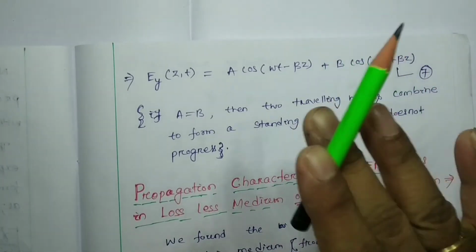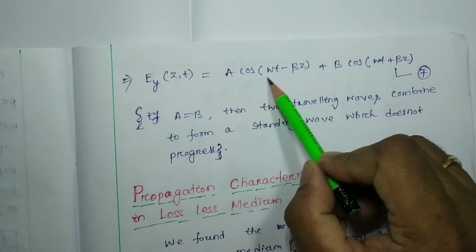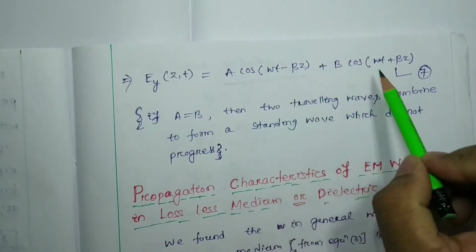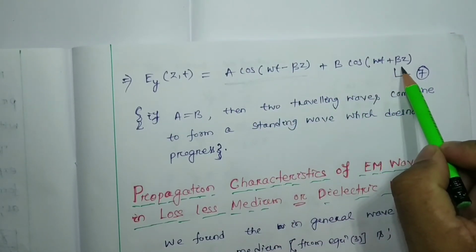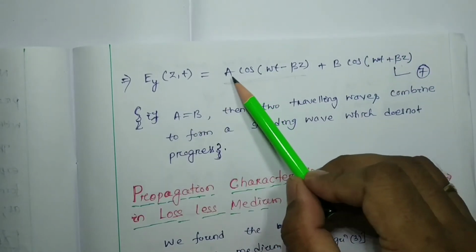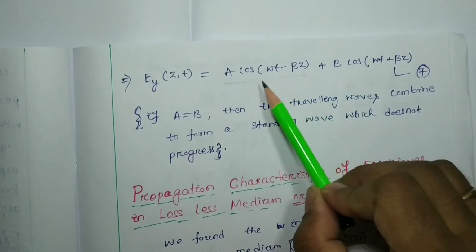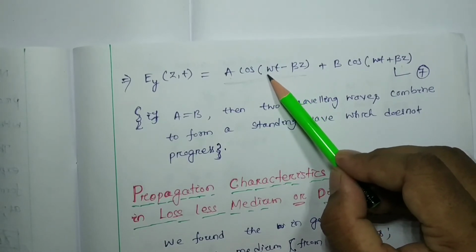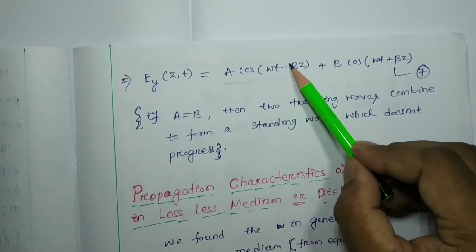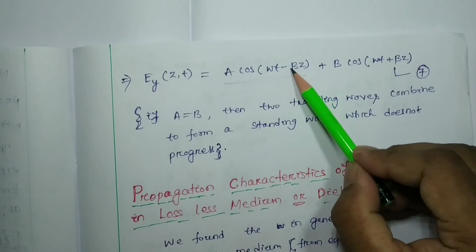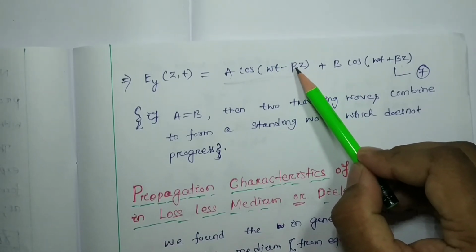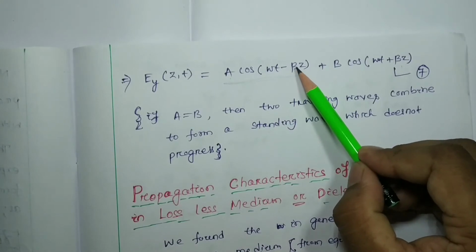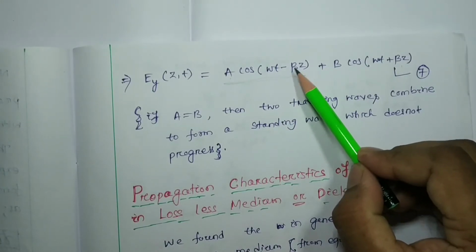So here if we consider and see, this is the representation of the forward motion of the wave, and this is nothing but your reflected wave. So if the amplitude of these two waves is going to be, see here, the angular velocity is the same, and this beta is your wave number, the dimension of wave number.